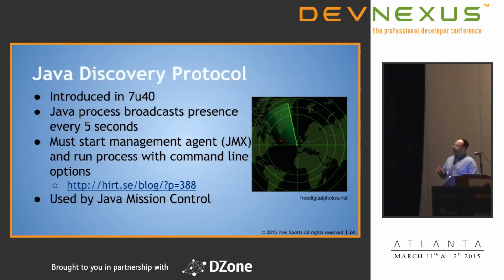And finally, this is the last communication entry point that we'll talk about. This is probably the newest one. It's called the Java Discovery Protocol. It was introduced fairly recently, in Java 7 Update 40. There were a whole bunch of changes introduced in 7 Update 40. Basically, using the Discovery Protocol, the Java process will broadcast its presence every 5 seconds.